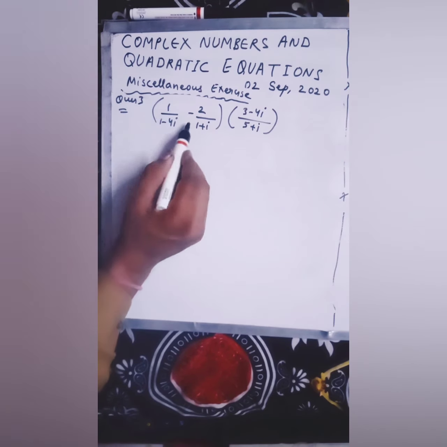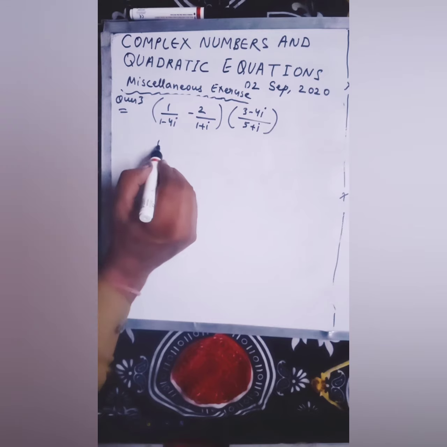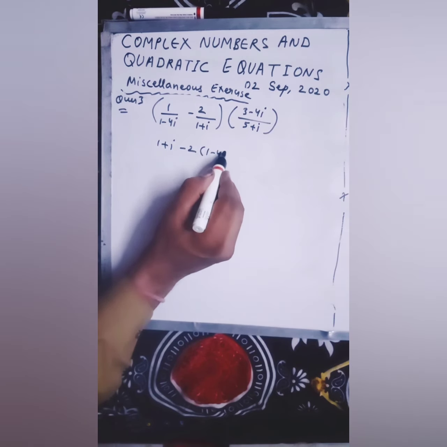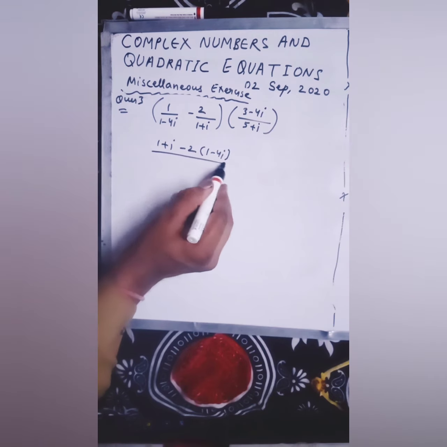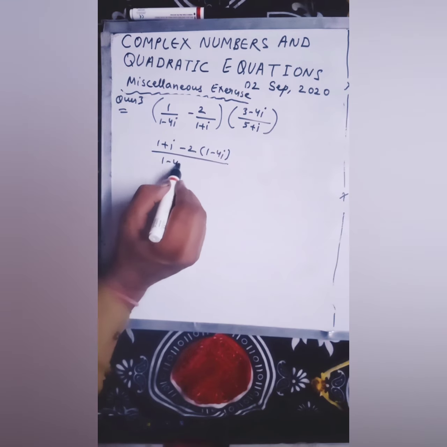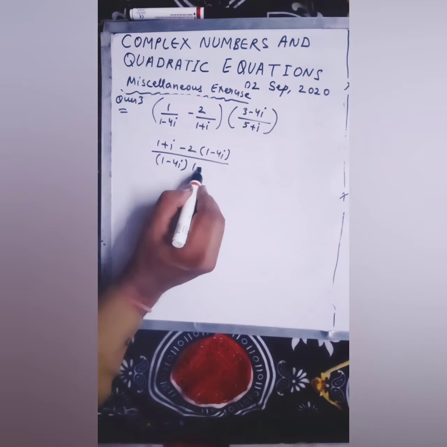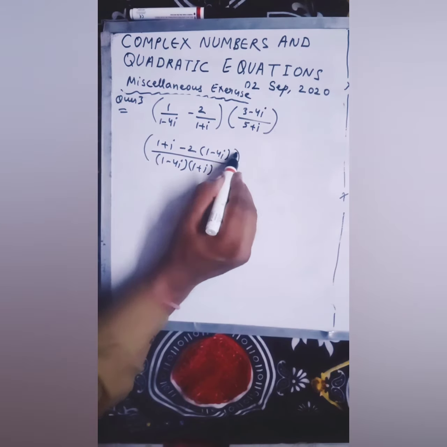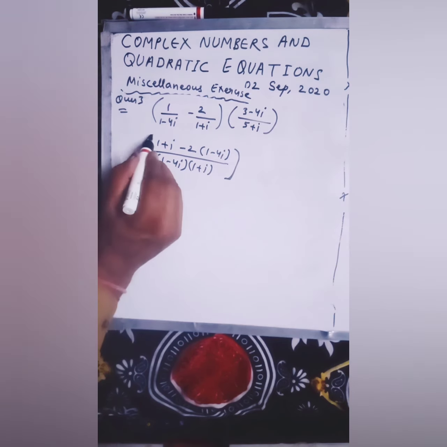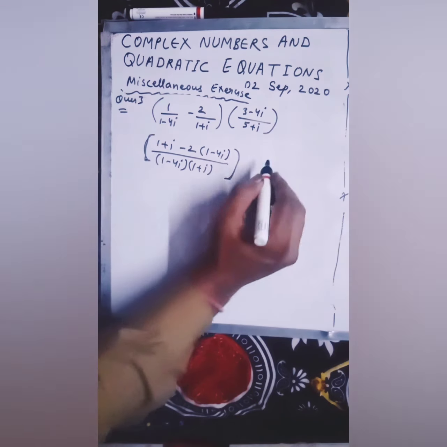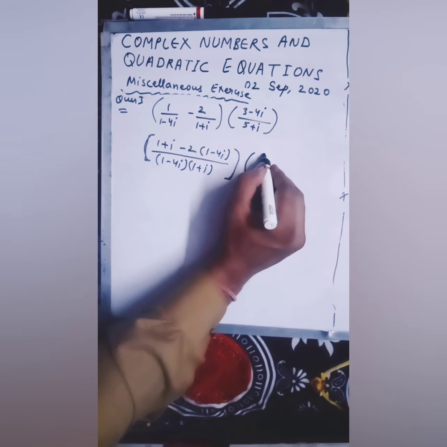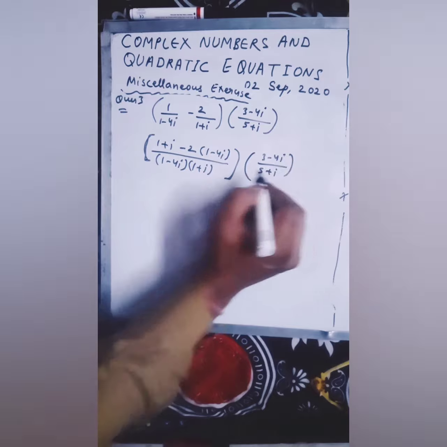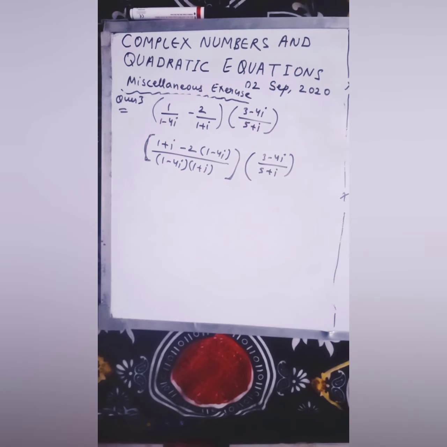So here you have to take the LCM in this. This will be 1 plus iota minus 2, multiplied by 4 minus iota over 1 minus 4 iota, 1 plus iota. Okay, I am using this square bracket here. It would be 3 minus 4 iota over 5 plus iota. It will remain the same.